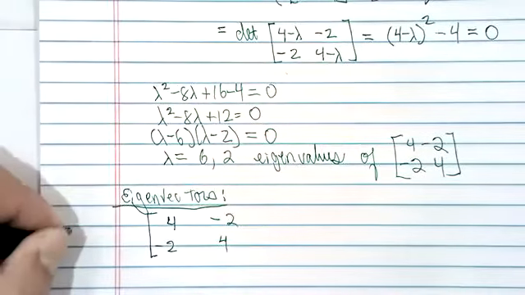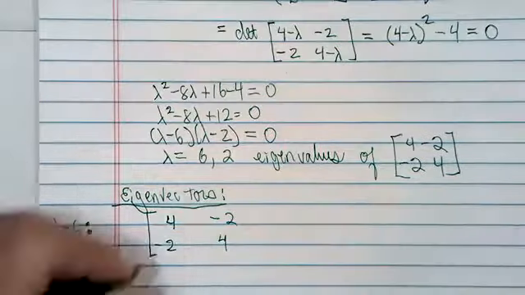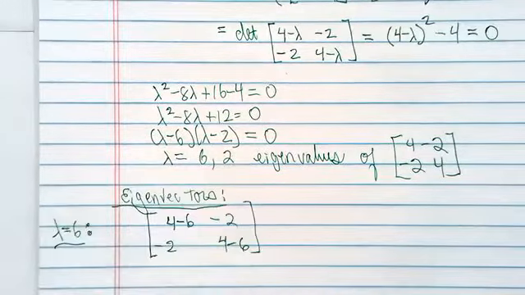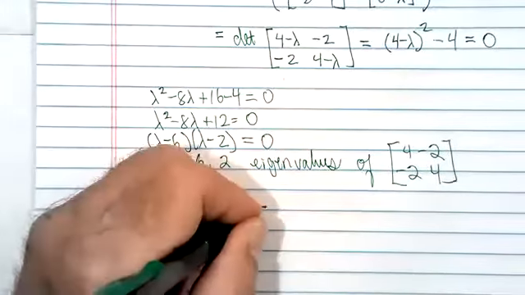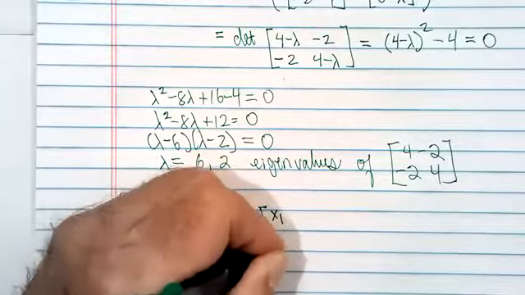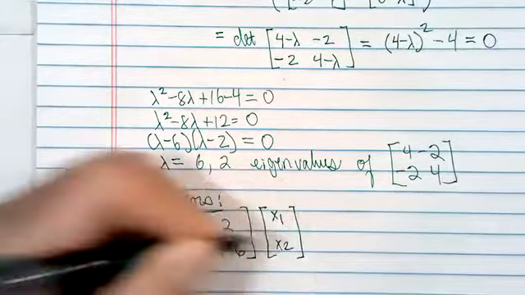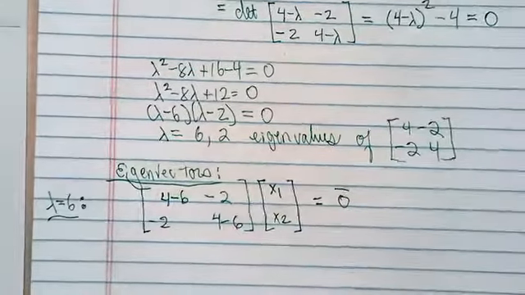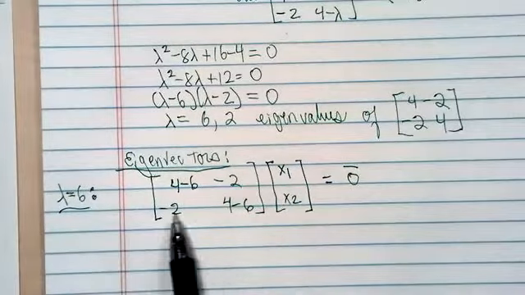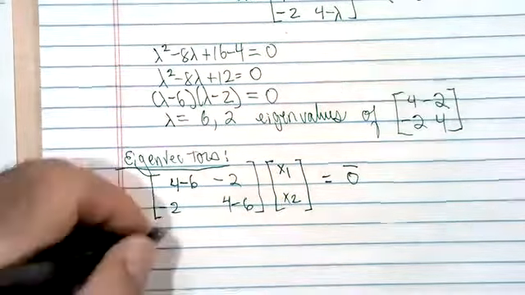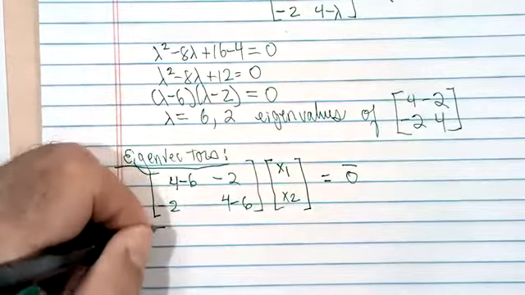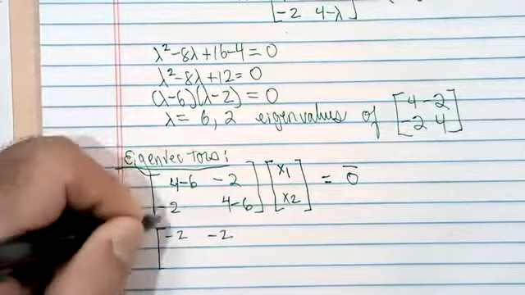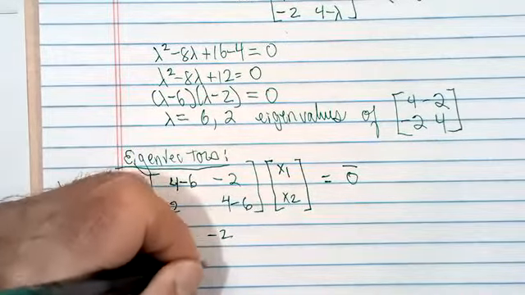So I'll just label this lambda equals 6. I'm computing for that one. You subtract 6 down the diagonal, and you would like to find a vector x1, x2 here that generates the 0 vector. You're looking for a non-trivial vector in its null space. So let's see. To simplify this, 4 minus 6 is negative 2, negative 2, negative 2. 4 minus 6 is negative 2.